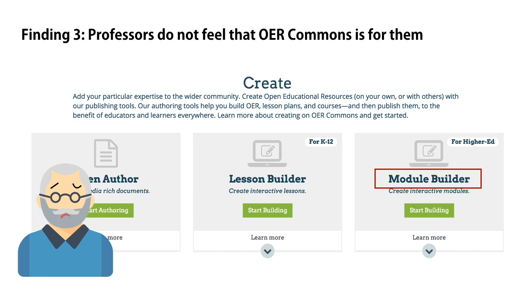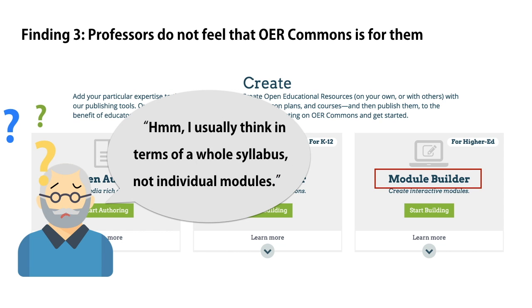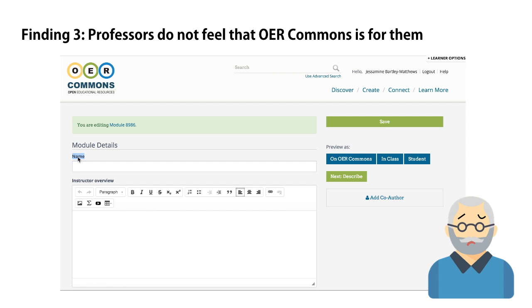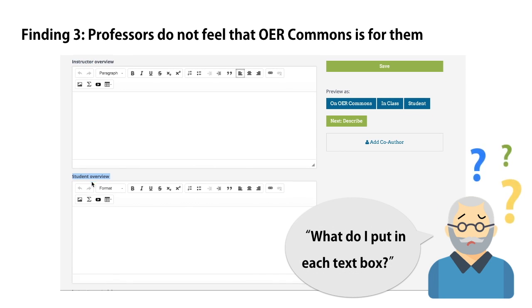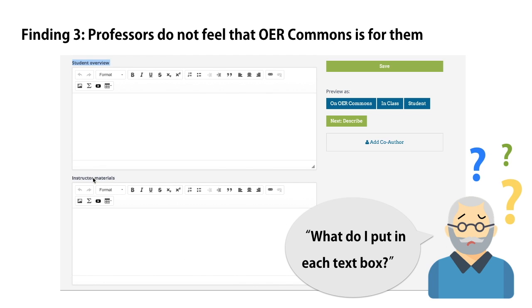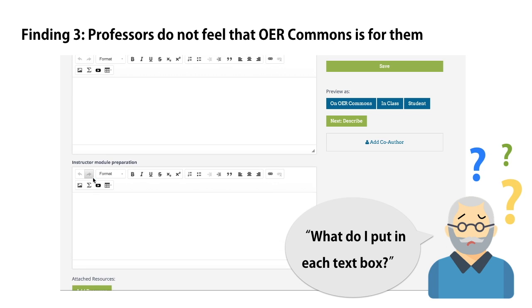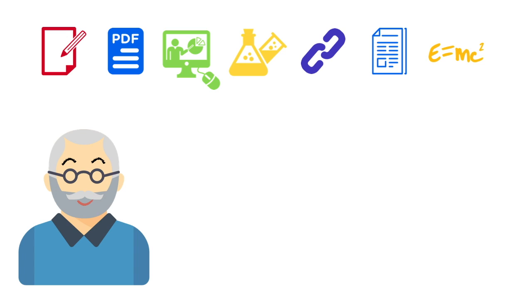Professors had a negative reaction to the word module, noting that they think in terms of a syllabus, not a series of lessons. The wording made a huge difference in their perception of the system and caused the majority of usability test subjects to comment that it seemed to be meant only for K-12 teachers. During usability tests, our interviewees struggled with the module builder's text fields and were unsure what to put in each place. One user filled out the form using his personal information as though it were a profile, while another simply gave up. Professors are excited to share teaching materials, but it needs to be easy.